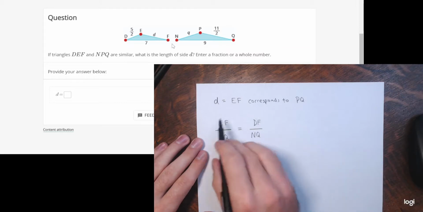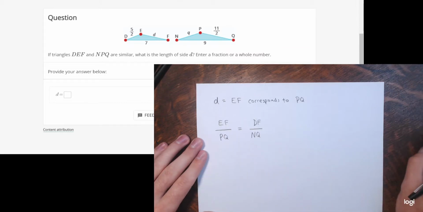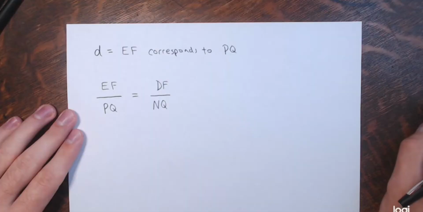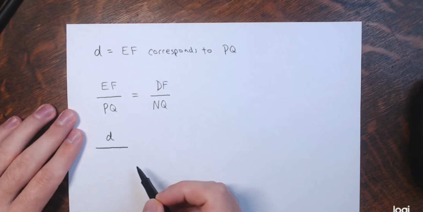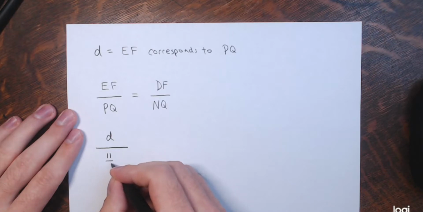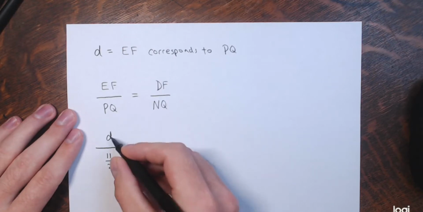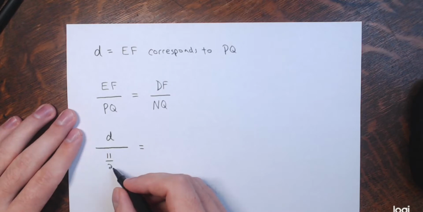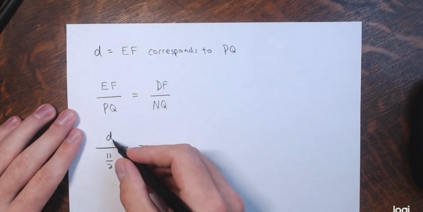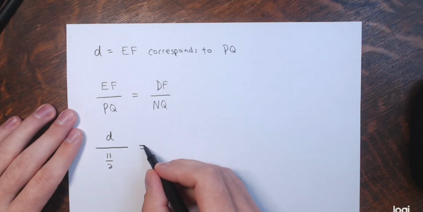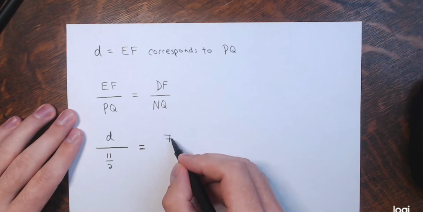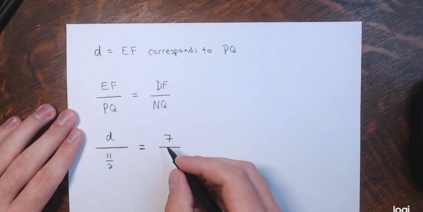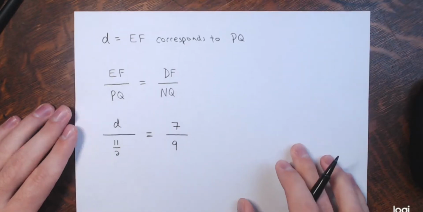I'll write this out, and now I'll make this a little bigger. So EF, that was little d. Side length PQ is 11 halves. What I have on this left side is a complex fraction, which I can easily simplify. I'm just going to multiply the top and bottom here by 2. Then on the right side, DF is 7 over NQ, which had a length of 9 units. So 7/9 on the right side.